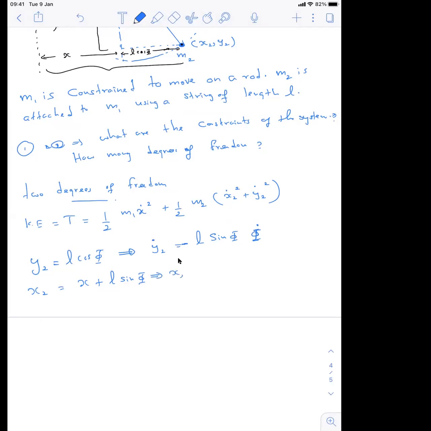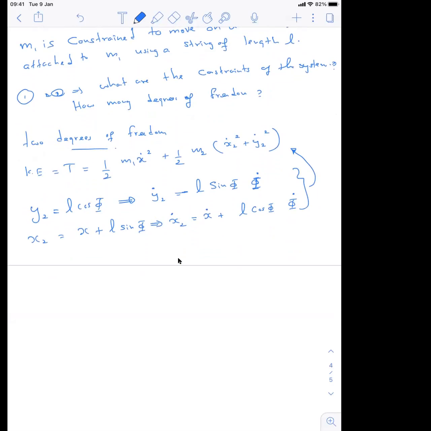And then for this one, x2 dot will be equal to, so x can move on the line as well, which means x dot, and you can directly differentiate that with respect to time. And then for L sine phi, when you differentiate sine phi, that will be cosine of phi, and then again phi dot. So you have x2 dot and y2 dot now written in terms of x and phi, which are the 2 degrees of freedom that we have identified. Now you can plug these two values into this kinetic energy equation, so that we convert the kinetic energy for our generalized coordinates that we have identified.